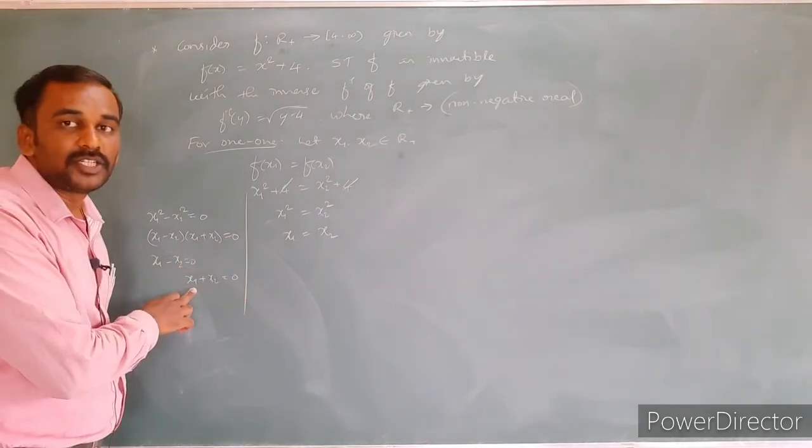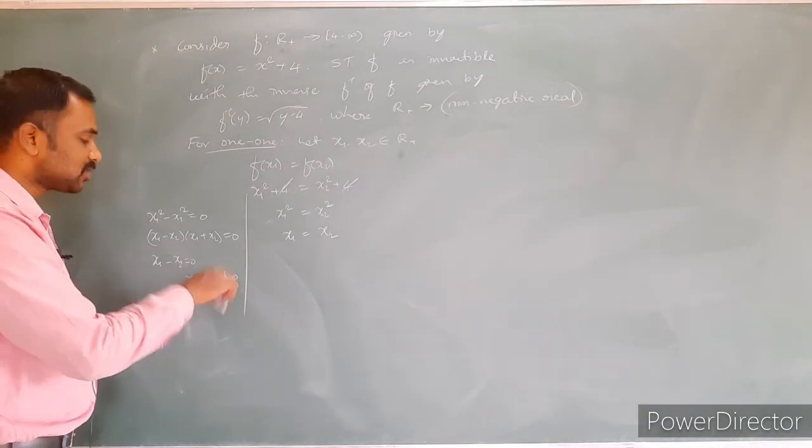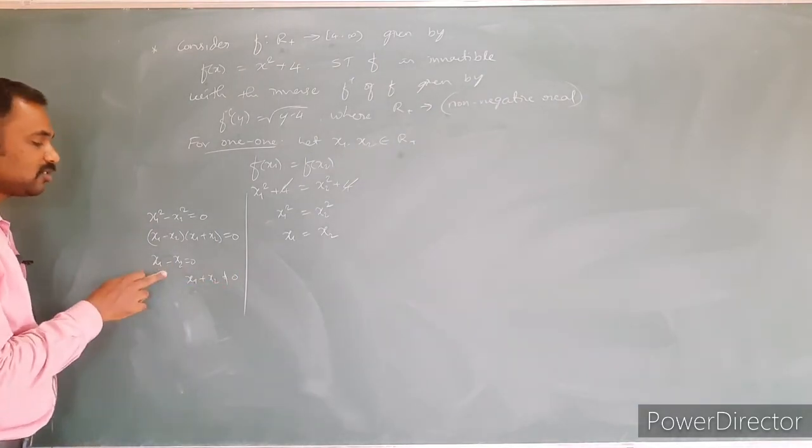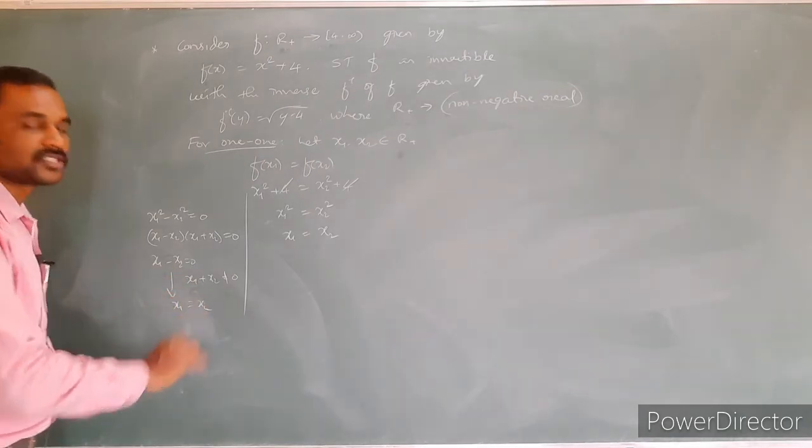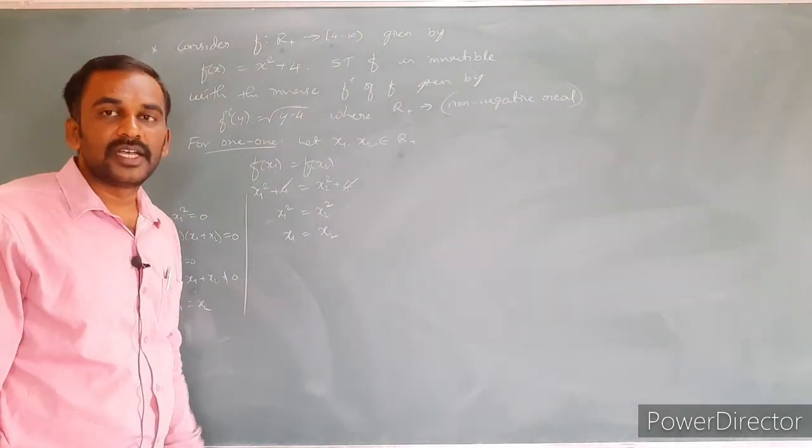Here the sum of two positive real numbers never becomes 0. This never becomes 0, which means obviously x1 minus x2 becomes 0. Then x1 is equal to x2, we just got it. x1 is equal to x2.